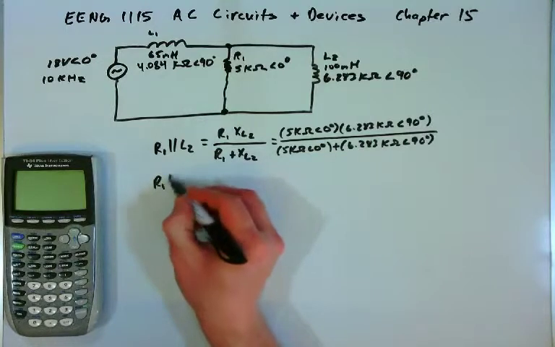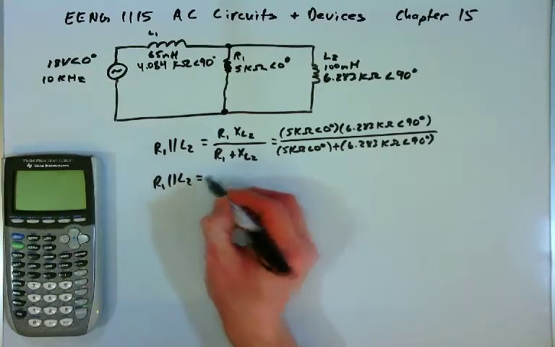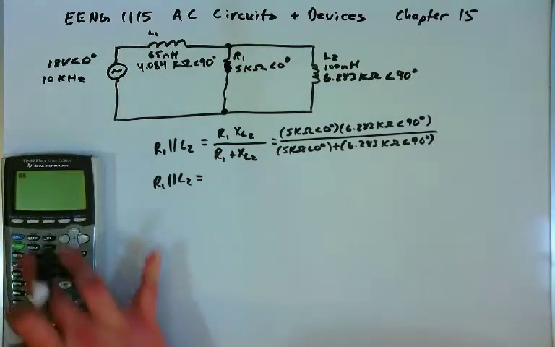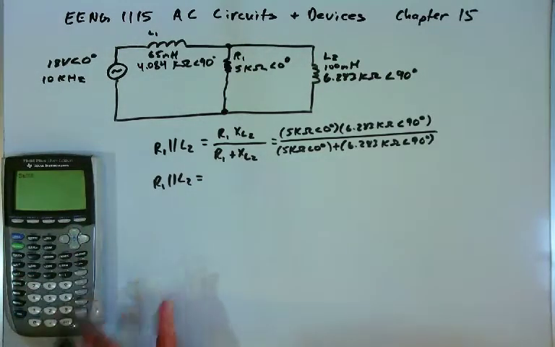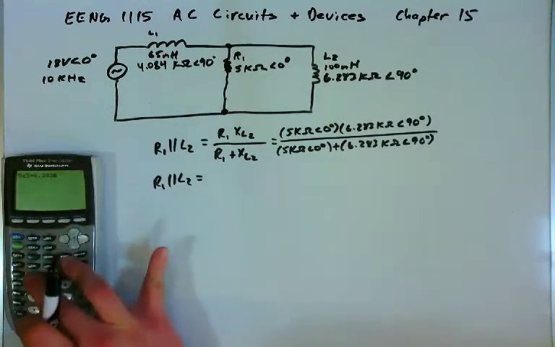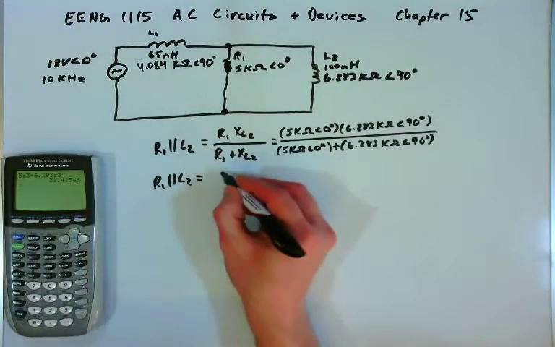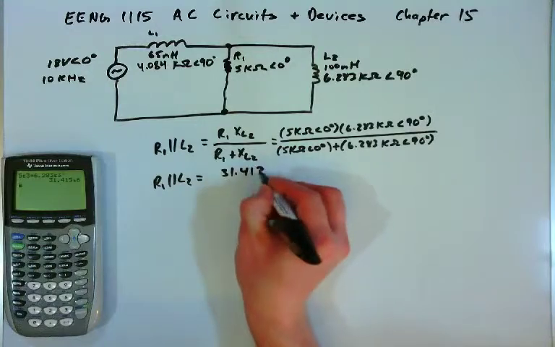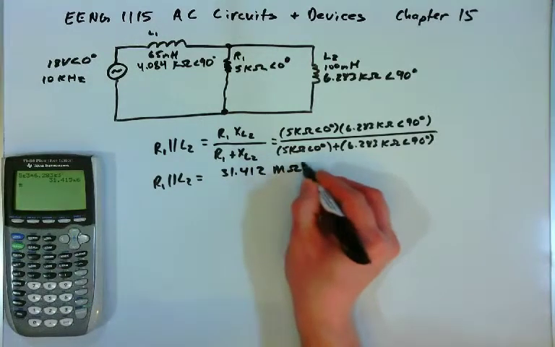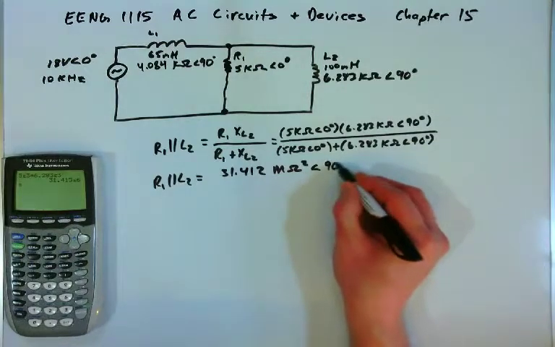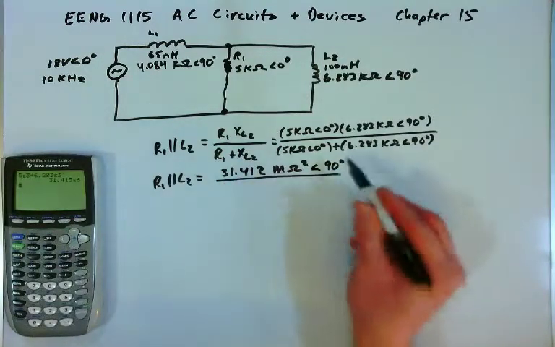Now the product is the easy part. We will multiply the magnitudes and add the angles. So we have 5 kilo ohms times 6.283 kilo ohms, and we get 31.412. It's going to be mega ohms squared. And then we add the angles. 0 plus 90 is 90 degrees.